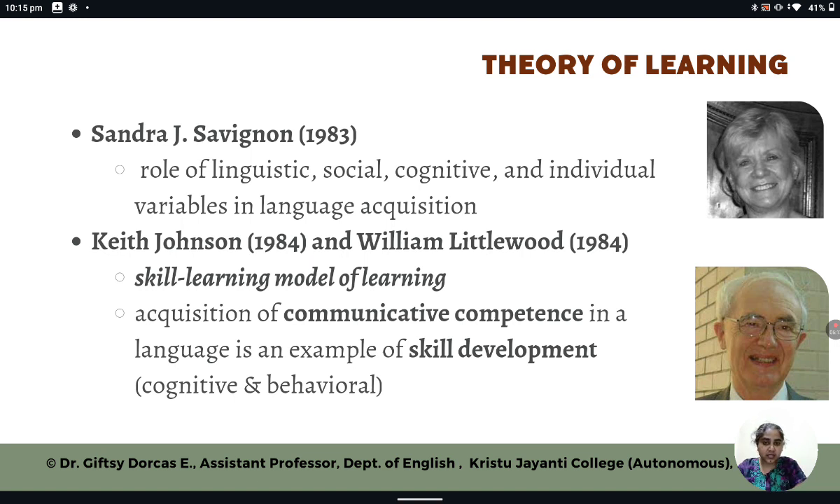And there were other theorists also who spoke about the theory of language. There was Sandra J. Savignon, and her theory focused on the role of linguistic, social, cognitive, and individual variables in language acquisition. And the other linguists who spoke about the theory of learning are Keith Johnson and William Littlewood, and theirs was primarily on the skill learning model of learning, that is acquisition of communicative competence. Language is an example of skill development. So they said that language learning was a skill development activity.